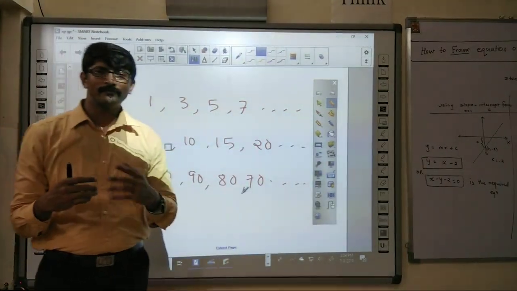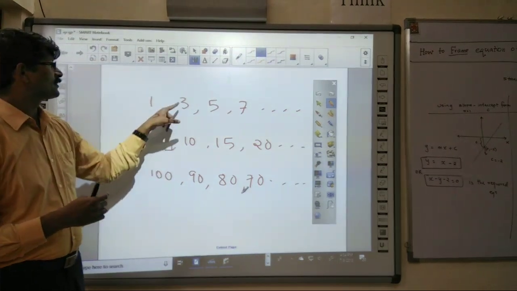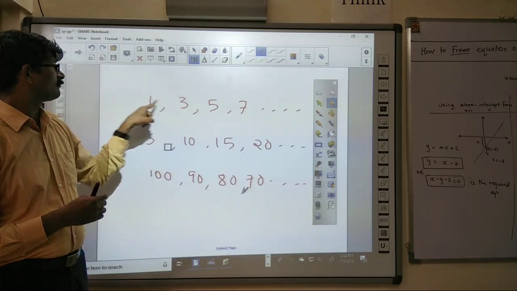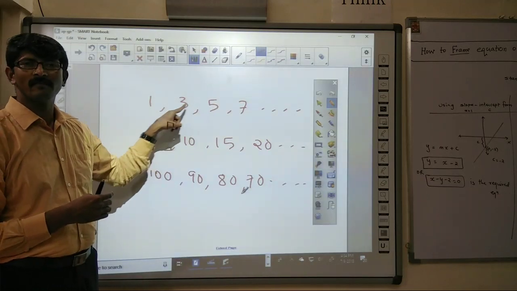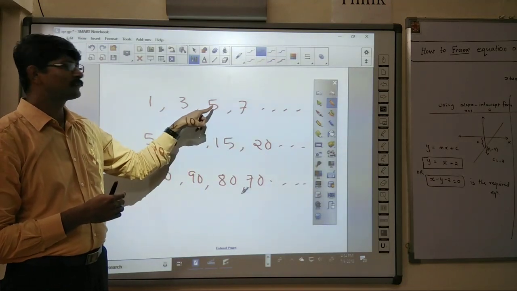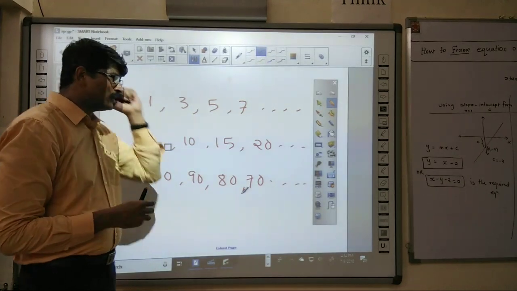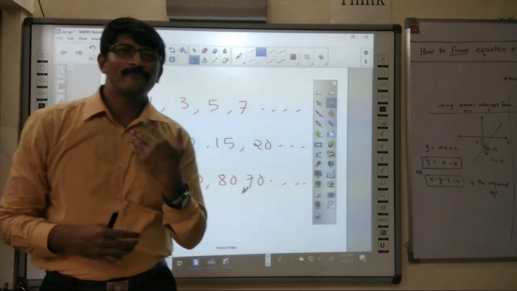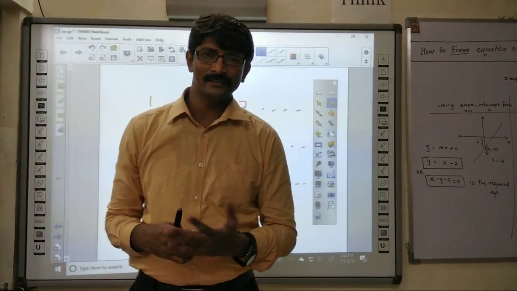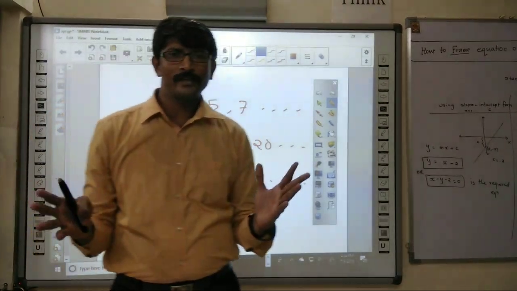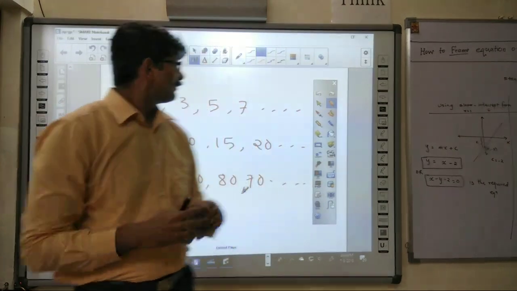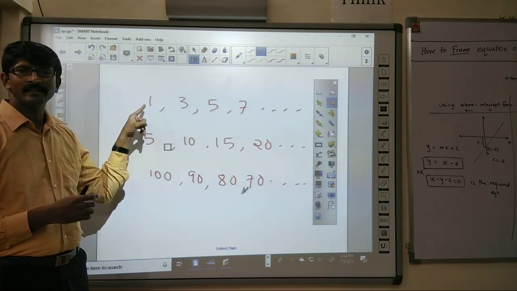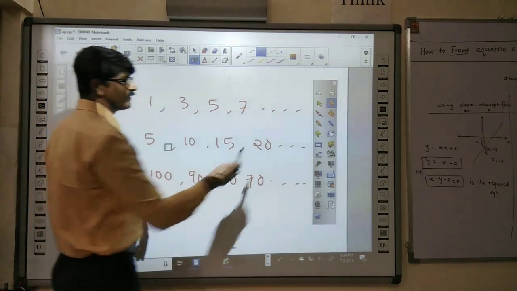So how do you generally find the common difference? Common difference we generally find as the succeeding term minus the preceding term, or the second term minus the first term, or the third term minus the second term, or the fourth term minus the third term. So student, I'll repeat the question once again. How do we find the common difference? The common difference is supposed to be found as succeeding term minus preceding term. I'll write it down like this.